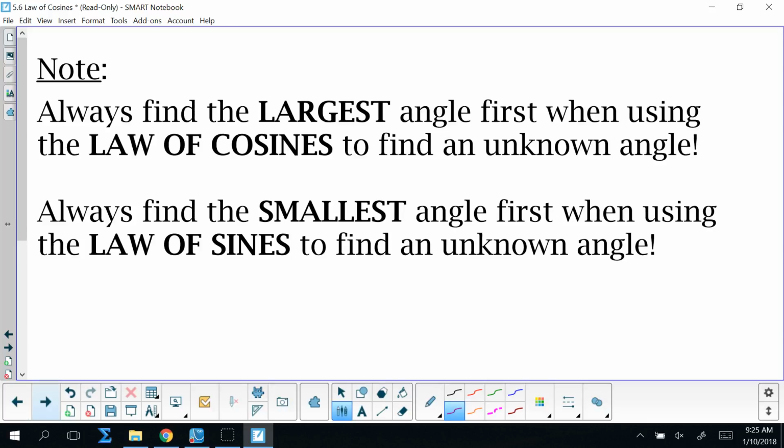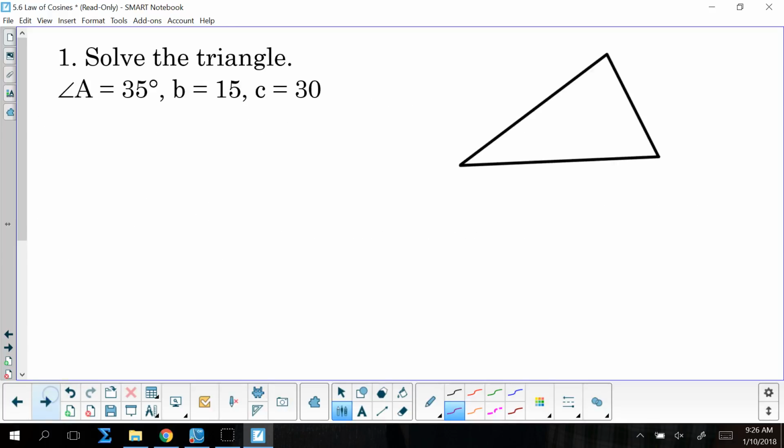Okay? Law of sines, we would find the smallest angle, the smallest side first. Then next, middle, then biggest. Okay? We work small to big with law of sines, work big to small, law of cosines. Okay? And we're going to stay consistent with that all throughout.